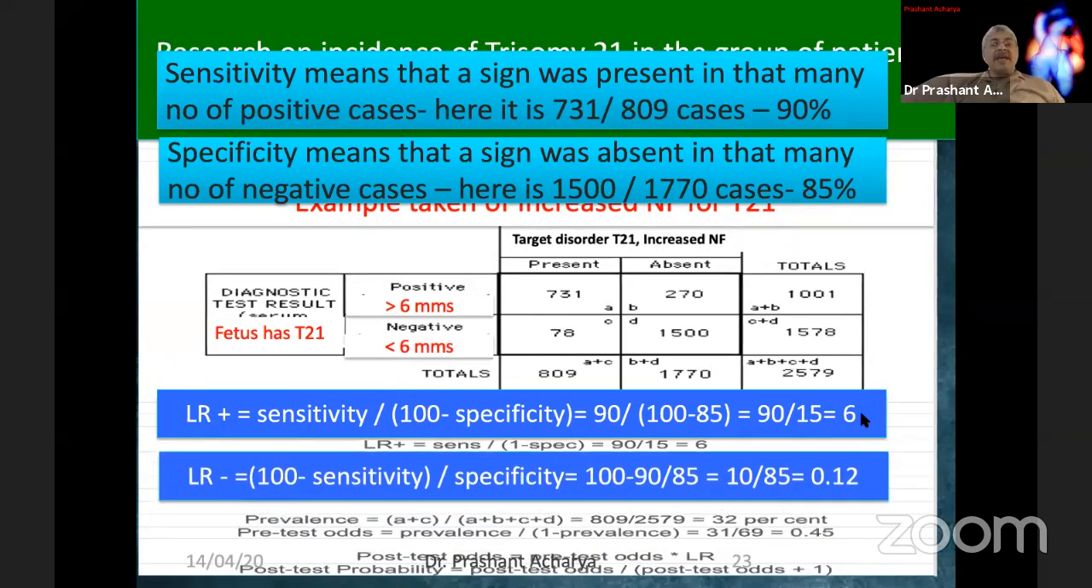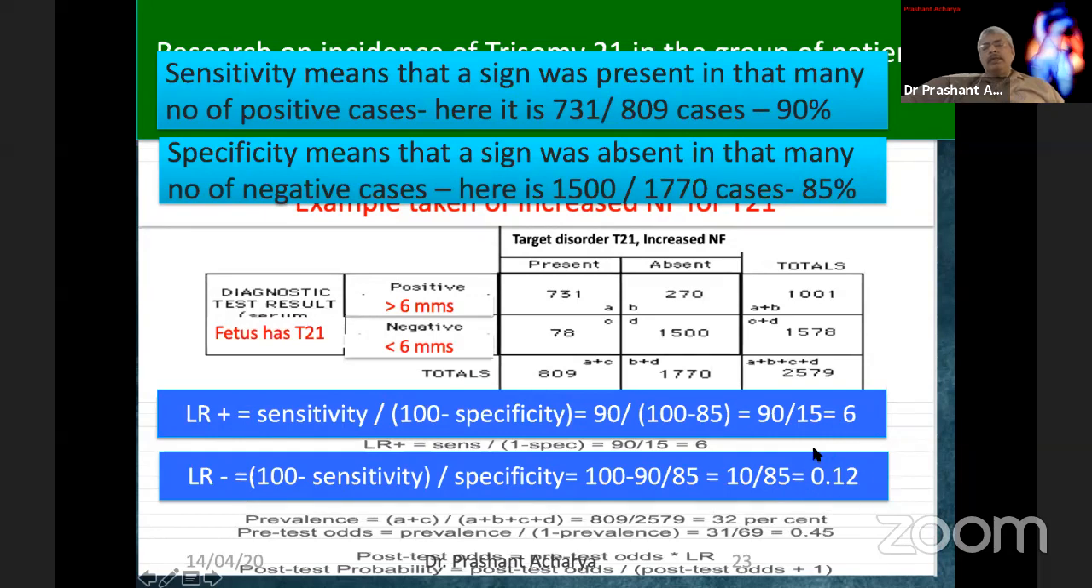The same way, negative likelihood ratio is calculated by 100 minus sensitivity divided by specificity. So this is 100 minus 90 divided by 85. So this is 10 divided by 85, which is 0.12. The meaning is, if the nuchal fold thickness is less than 6 millimeter, the disease is going to be present only 0.12 times. That is 1/10 of the possibility. The possibility reduces by almost 10 times. Here the possibility goes up by 6 times.